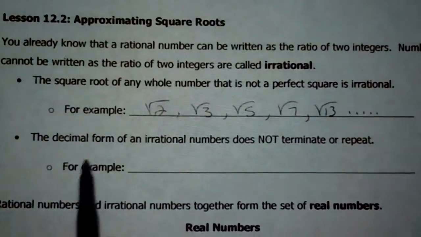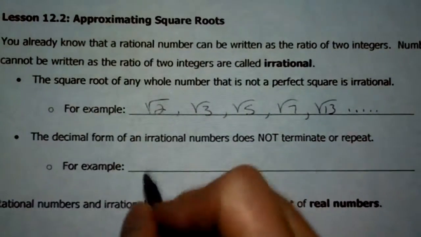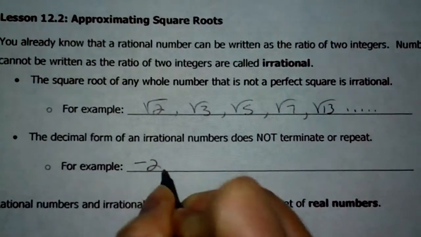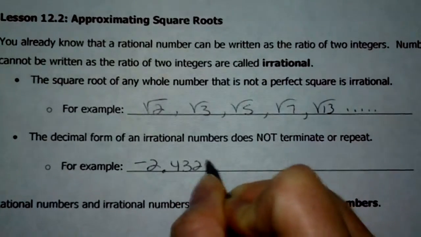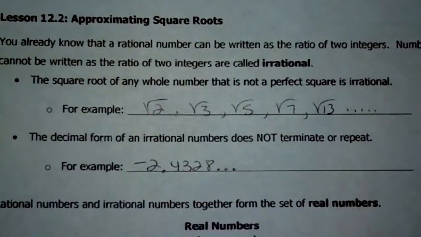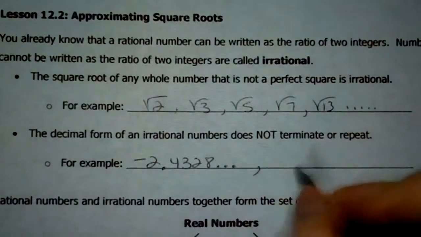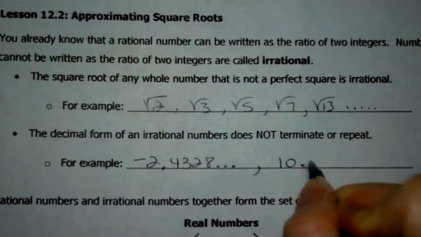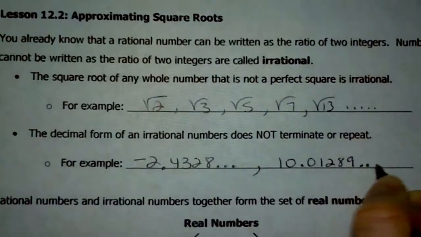All right, the decimal form of an irrational number does not terminate or repeat. So, for example, if I had negative 4328, and I put some dots after it, that means it's going to continue, not in a pattern, because there is no pattern there, forever and ever. I could also have a positive, like 10.01289, dot, dot, dot.